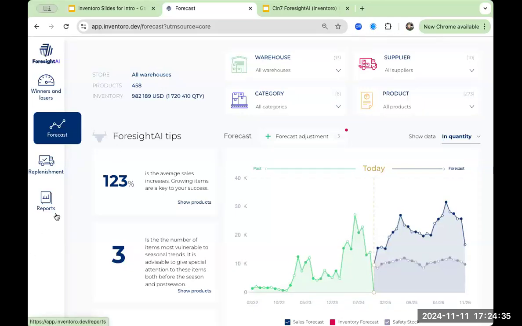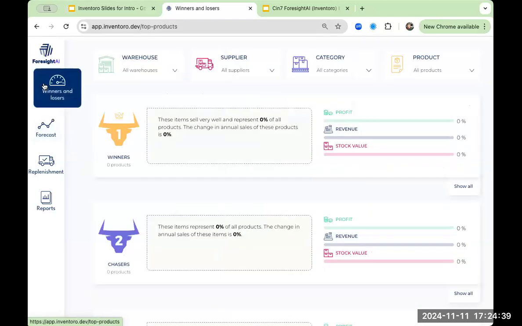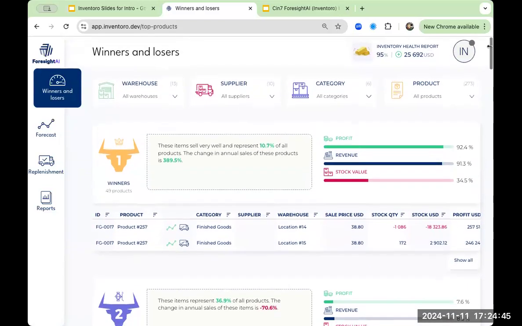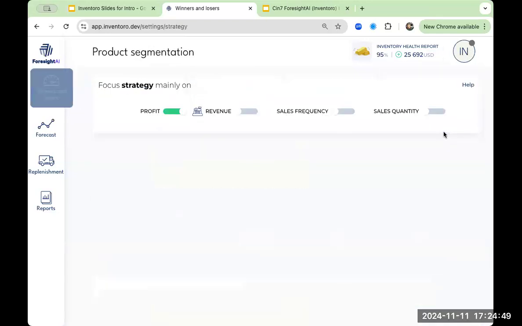Reports are going to have the same reports as Foresight or as in your core instance. Winners and losers, also kind of nice if you're wanting to filter down by this warehouse, supplier, category, and product level. Couple of things to note on here, the fine-tuning product segmentation. This is going to be what your winners and losers strategy is on. So mine's on profit, but you could change yours to revenue, sales frequency, or sales quantity. I would say this is something that is set it and forget it.